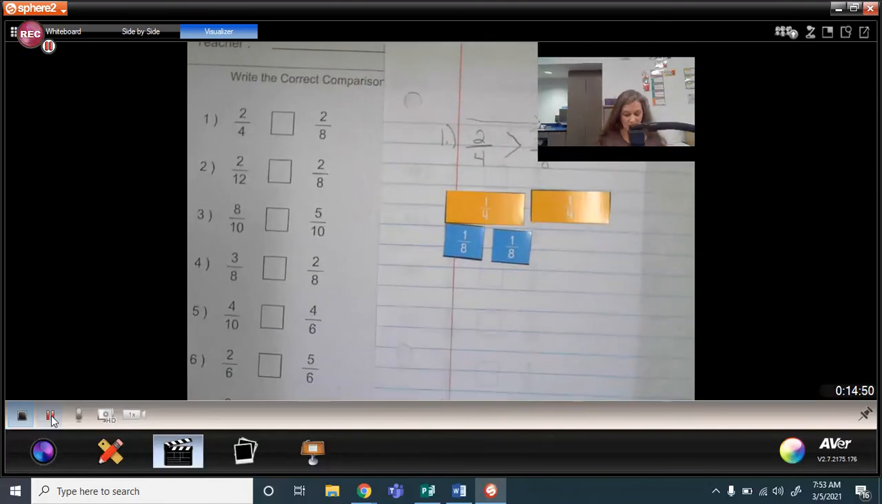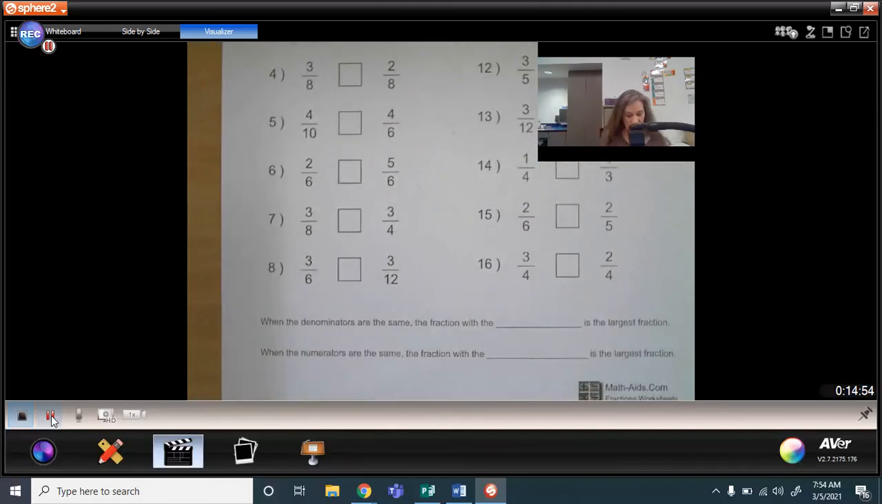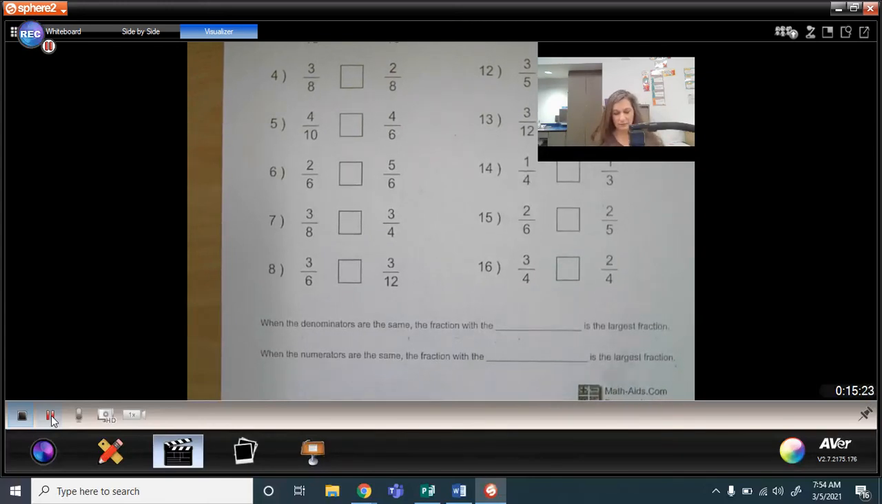You're going to do this for the whole worksheet, and then at the bottom there is a fill in the blank, and you're going to write down the whole sentence. It says, when the denominators are the same, the fraction with the blank is the largest fraction. When the numerators are the same, the fraction with the blank is the largest fraction. So keep that in mind.